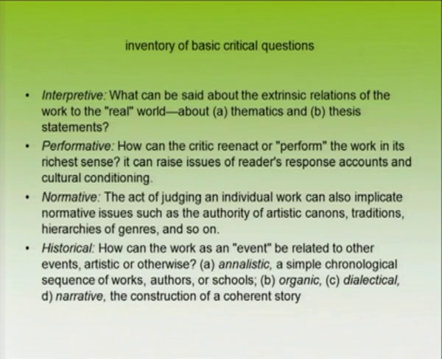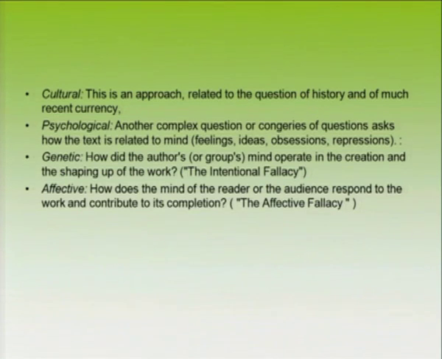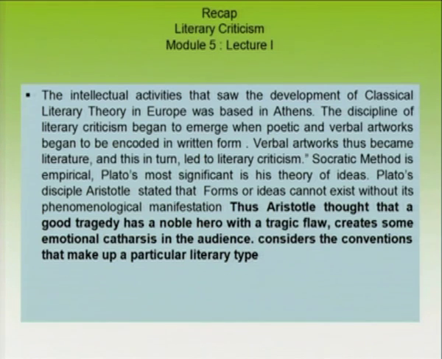Over time, different schools of literary criticism have developed, each with its own approaches to the act of theory. And when we look at the inventory of basic critical questions which literary theory deals with, sometimes it becomes ontological, what is the work's nature; sometimes epistemological, how can we know the work, the knowledge base; teleological, what is the function and purpose of the work; archaeological; descriptive from the point of narratology; interpretive, what can be said about the extrinsic relations of the work to the real world. It may become performative, normative and historical too, which is what we are going to do today, or it can be cultural, psychological, genetic and affective.